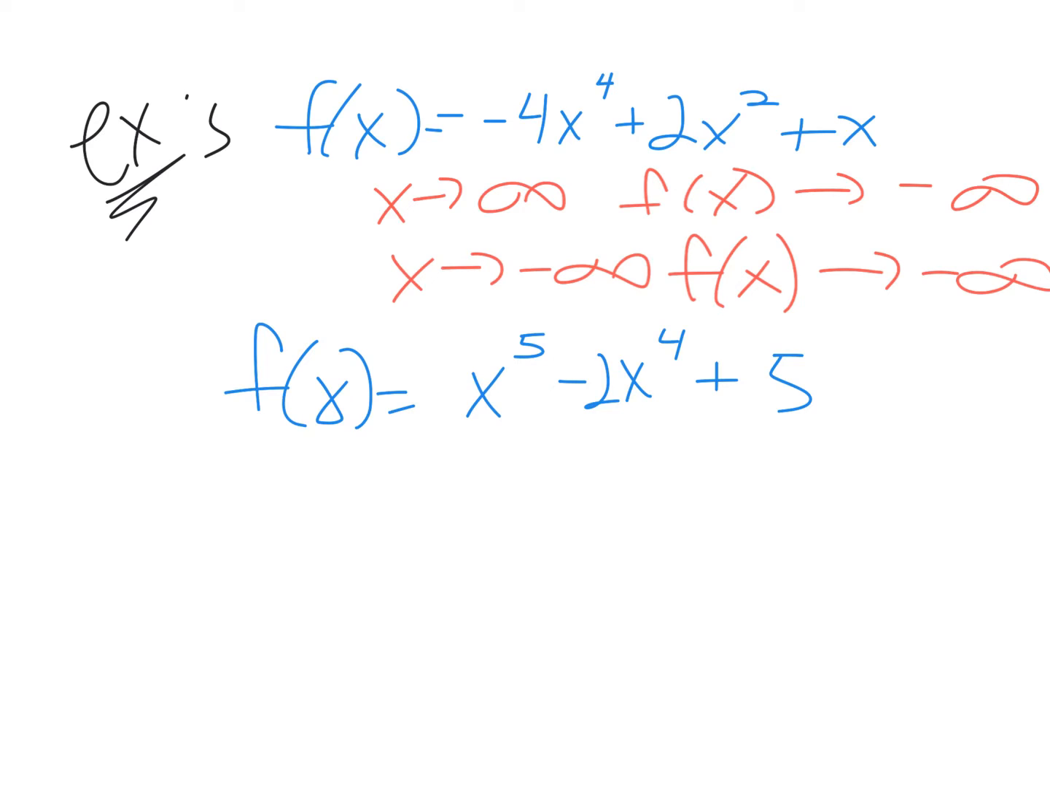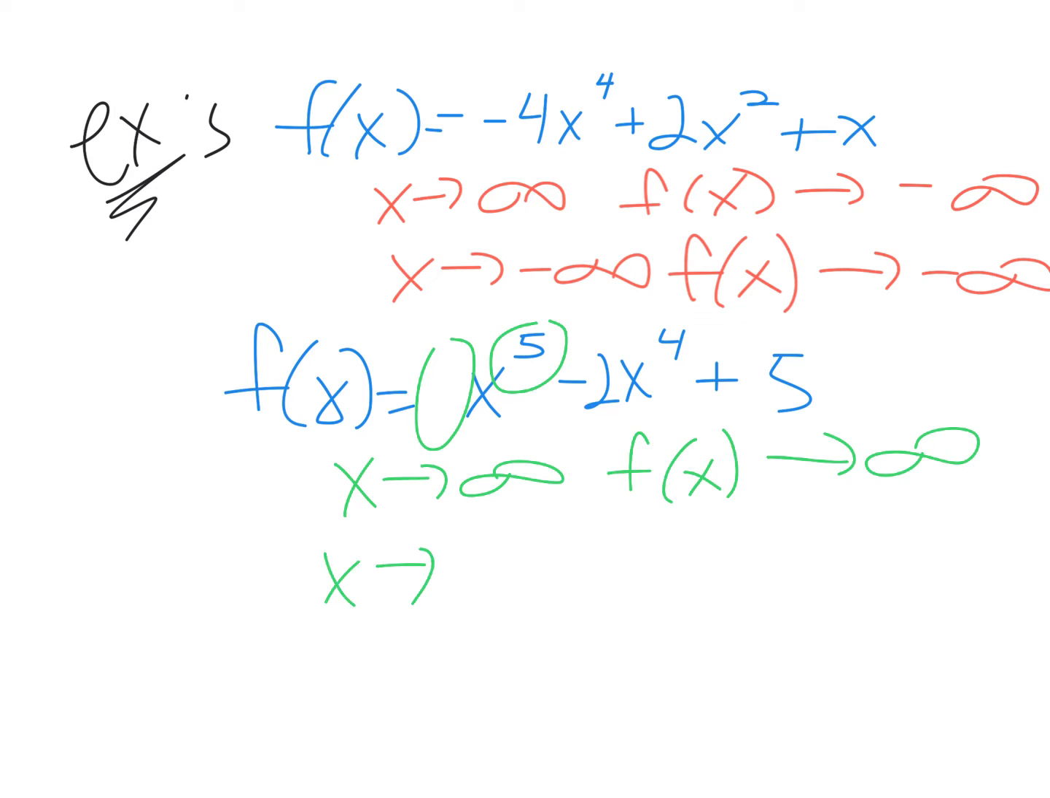Now, for this one, we have odd and we have positive. So therefore, since we have odd and positive, when x is going to infinity, f of x is also going to infinity. As x is going to negative infinity, f of x is going to negative infinity, because it's odd and we are positive.